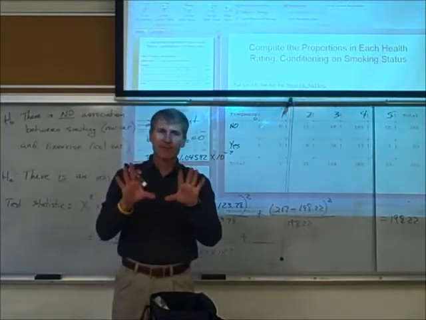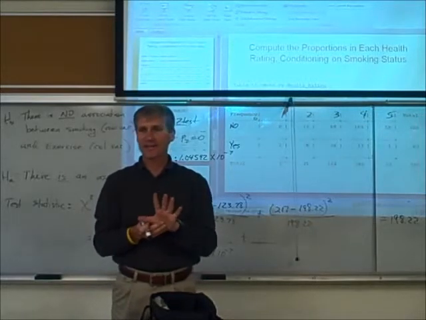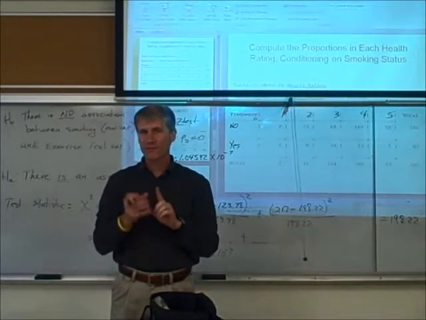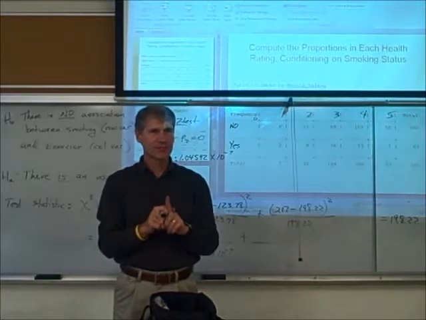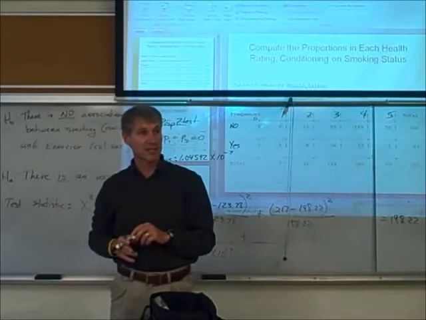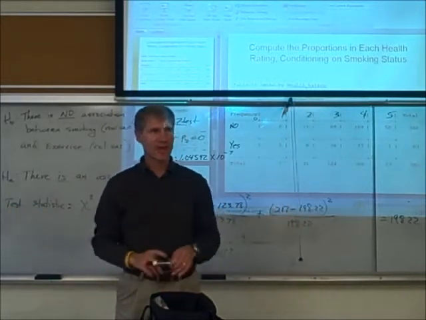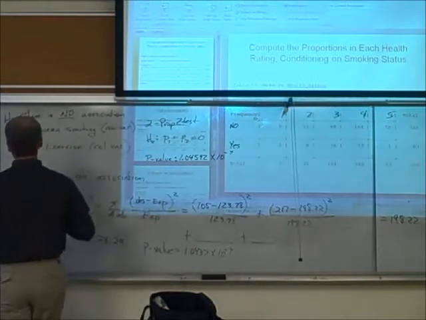Now, stop for a second. I forgot. There's 5 steps to every hypothesis test, right? What's the first step? Check assumptions. And I haven't talked about that yet. So what are the assumptions for a chi-square test? Well, the first one is random samples. Right? You're used to that. Random samples.